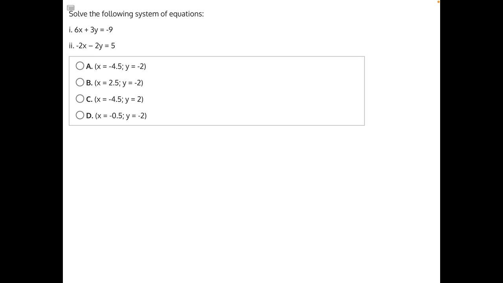To solve this system of equations, we can either use the elimination method or the substitution method. And in this case, both of them are completely viable. So I will show you how to do both methods. We're going to start with elimination.